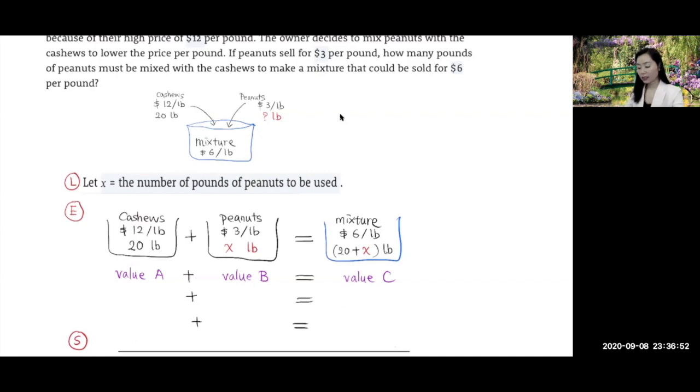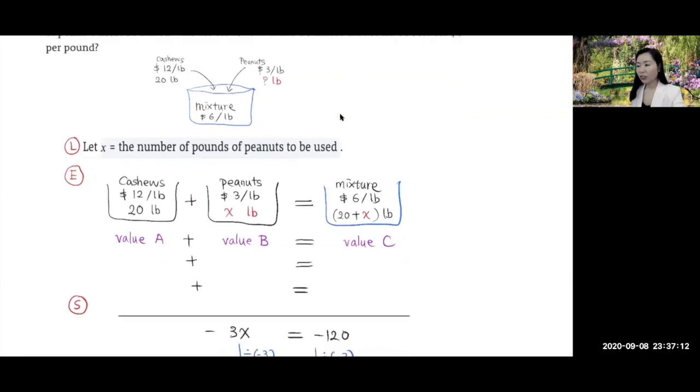Notice that when I enter the information, I enter the price on top, and then I enter the number of pounds at the bottom. I just stay consistent: the price on top and the pounds at the bottom. Now we try to get the equation.